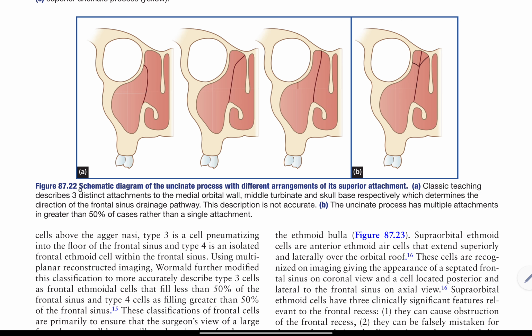Figure 87.22, schematic diagram of the uncinate process with different arrangements of its superior attachment. A is the classic teaching, which describes three distinct attachments to the medial orbital wall, middle turbinate, and skull base respectively, which determines the direction of the frontal sinus drainage pathway. This description is not accurate. B is the uncinate process that has multiple attachments in greater than 50% of cases rather than a single attachment.